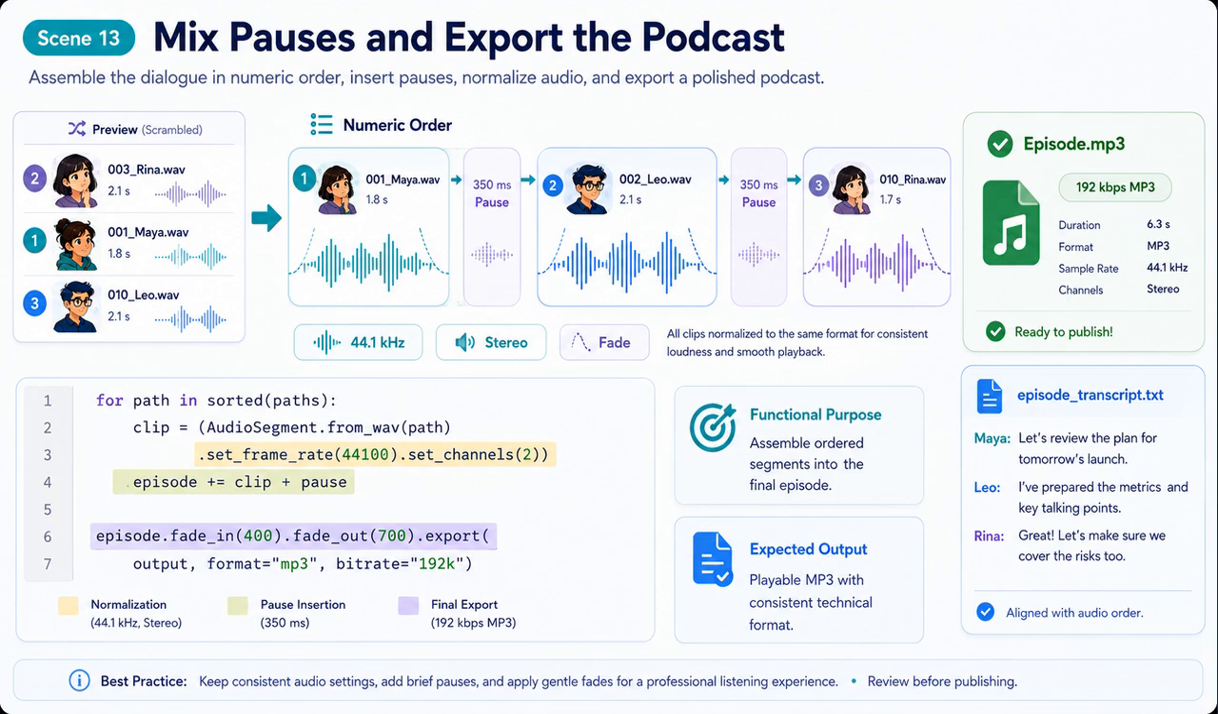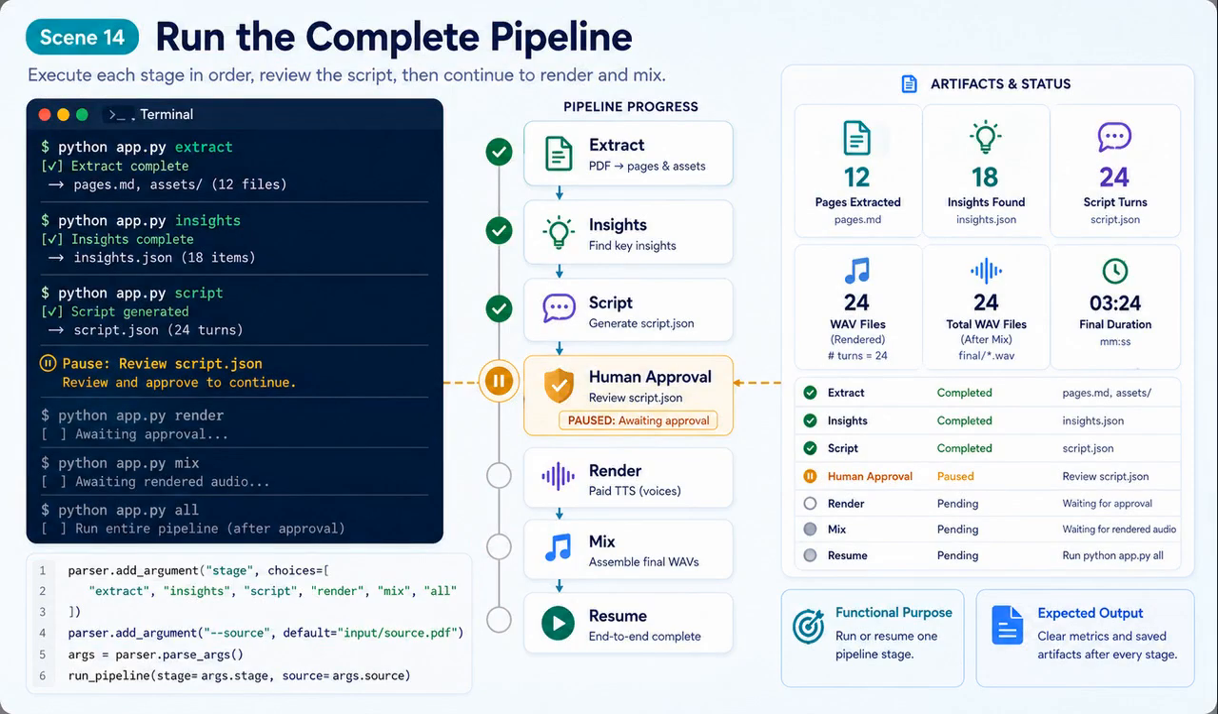The expected result is one playable episode plus reusable script, insight, and manifest files. That sets up run the complete pipeline.